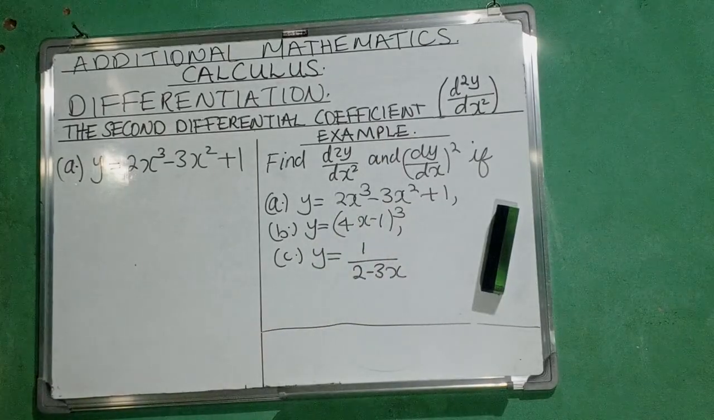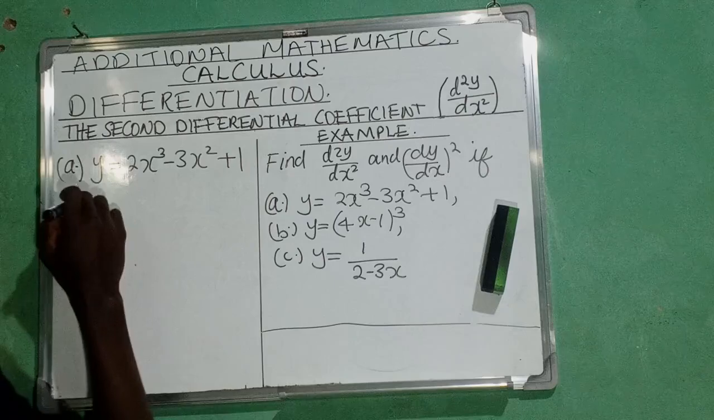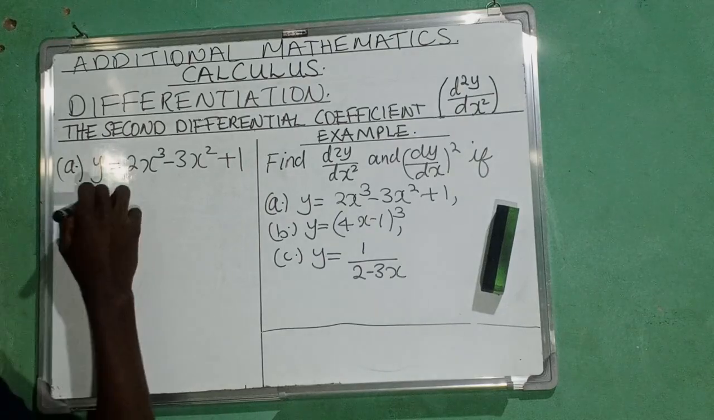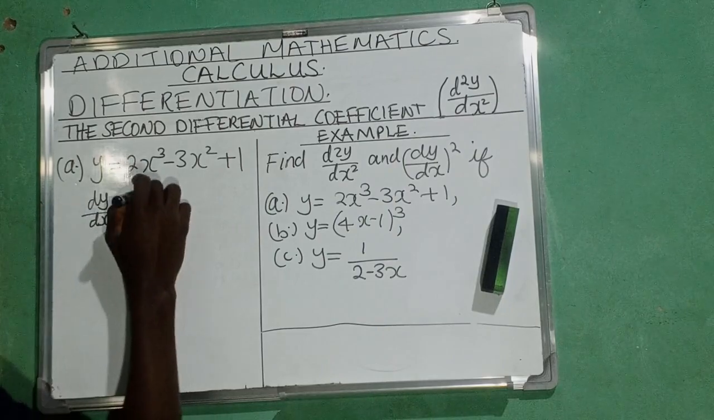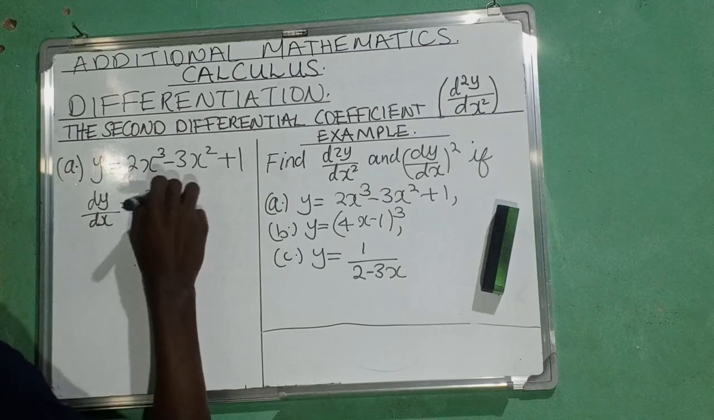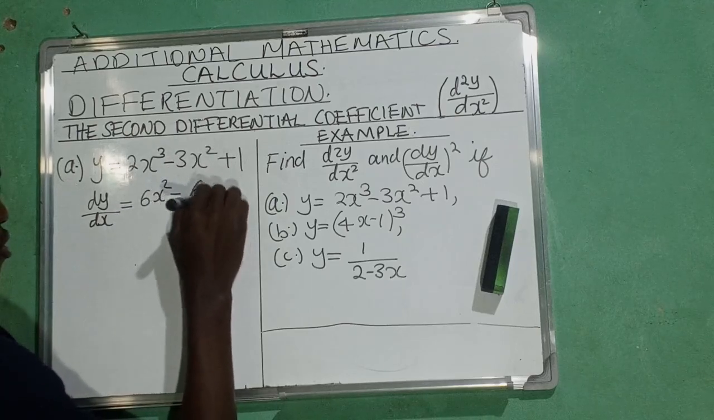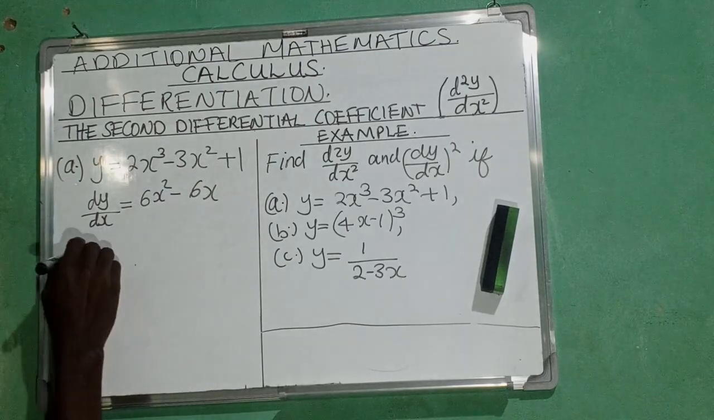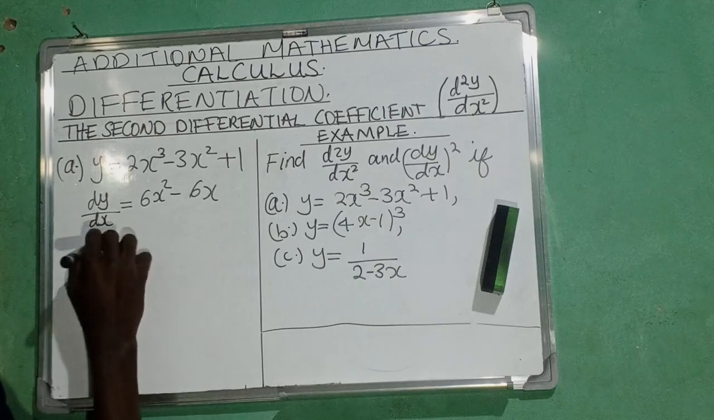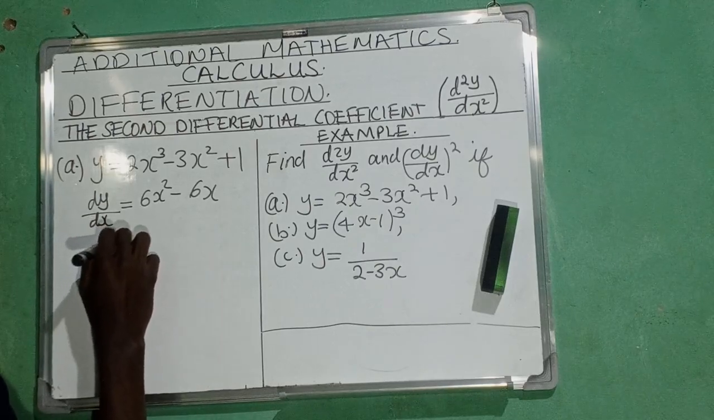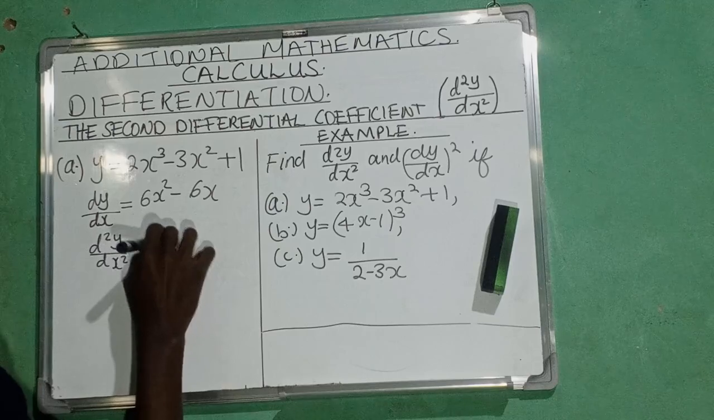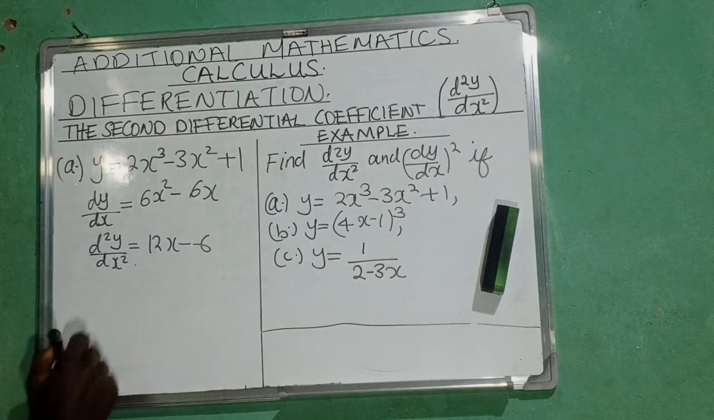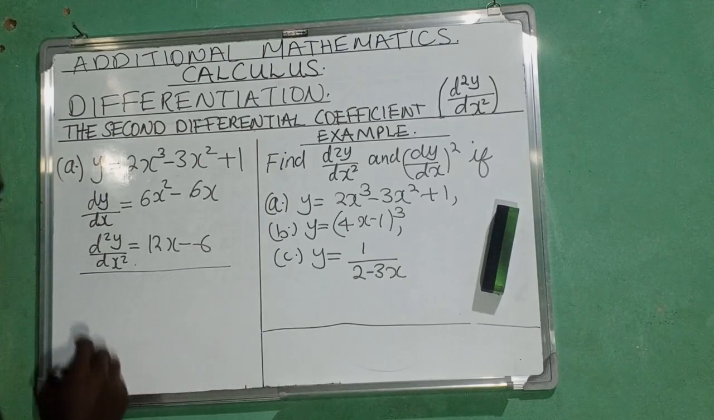I'm going to use example question A to prove a fact. To find d2y dx2, the first thing that you do is you first start by finding your dy dx. By now you should be familiar. Your answer here would be 6x squared minus 6x. The derivative of the constant is 0. Then again you differentiate this with respect to x, and you're going to have d2y dx2 is equal to 12x minus 6. So this is your d2y dx2.